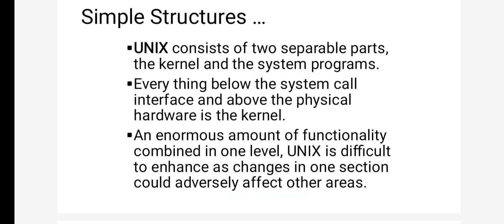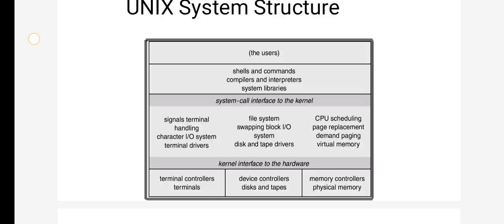In simple structure, Unix consists of two separable parts: the kernel and the system programs. Everything below the system call interface and above the physical hardware is the kernel. An enormous amount of functionality is combined in one level. Unix is difficult to enhance as changes in one section could adversely affect other areas. In the Unix system structure, the user, system call interface to the kernel, and interface to the hardware are involved.